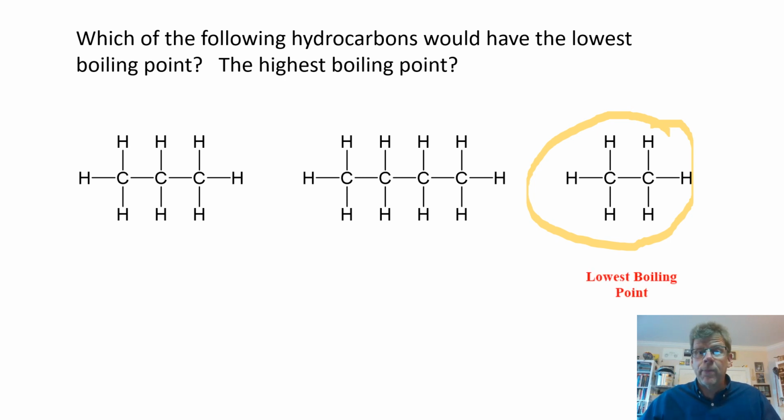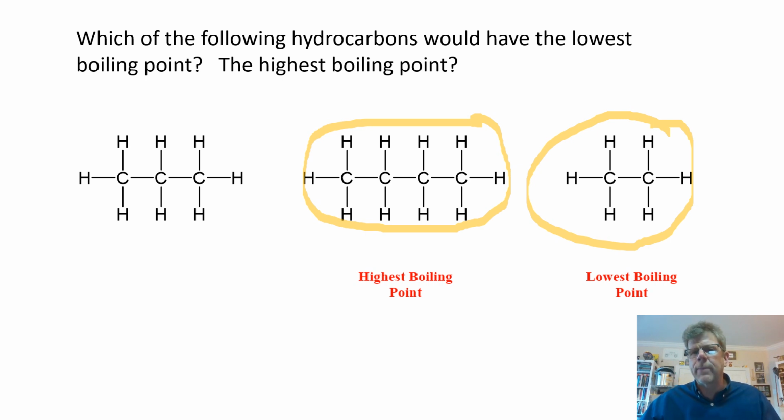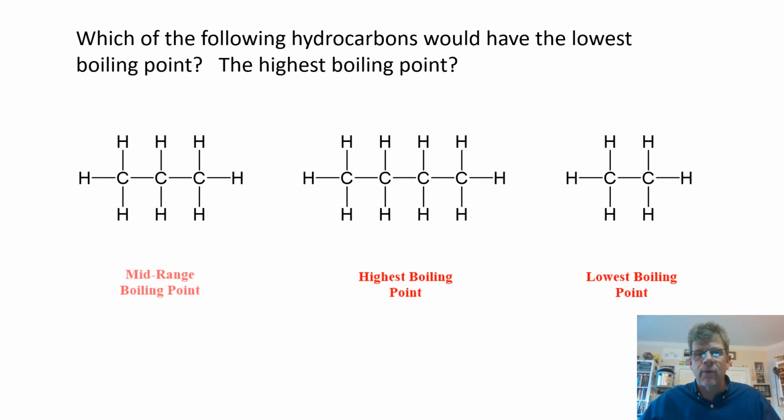The highest boiling point would be the one that has the greatest amount of carbon atoms within it. That would be this one. Absolutely would be the highest boiling point of those three. And if we had to make a guess, then the one that's left over would have a mid-range boiling point, and it would be a pretty good guess.